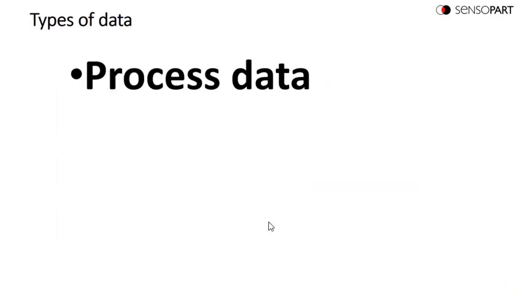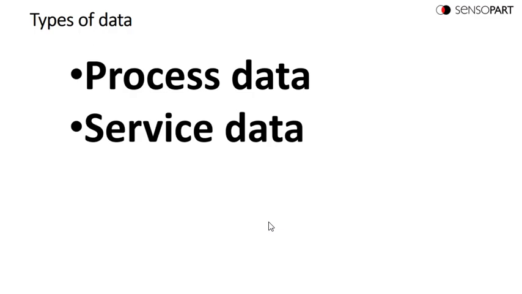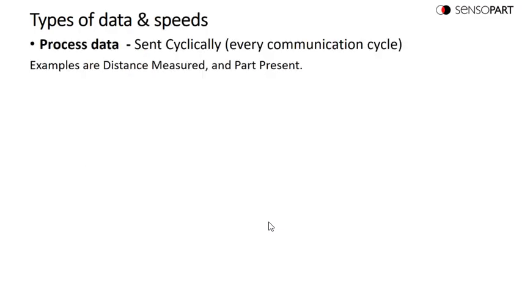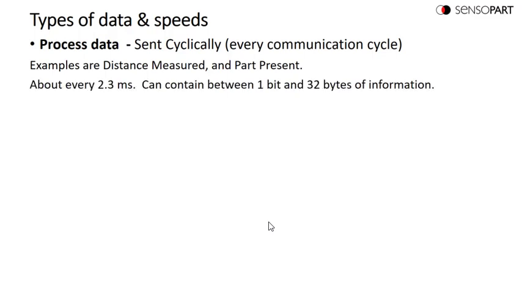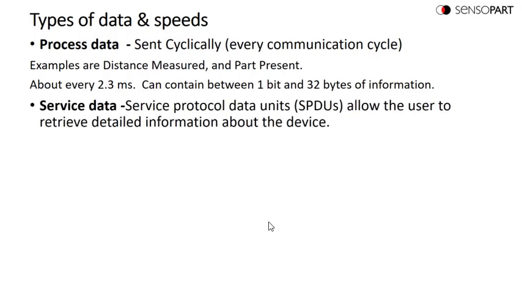It calls out process data separately from service data and also includes events. Process data is sent every communication cycle, like the distance measured or part present or what the color is. It's about every 2.3 milliseconds typically right now, and the specification calls for faster speeds. And that's just a few bytes of information, whatever's needed for your sensor. Other information, your service data, does not get updated as quickly and can be a larger amount of data.